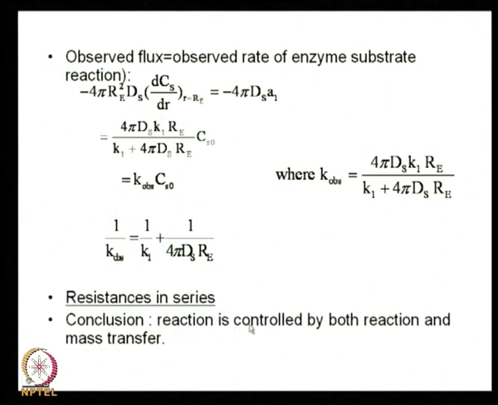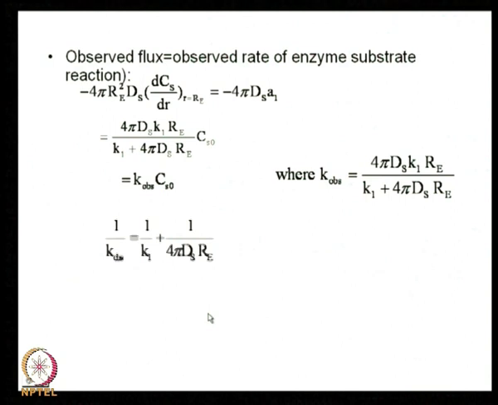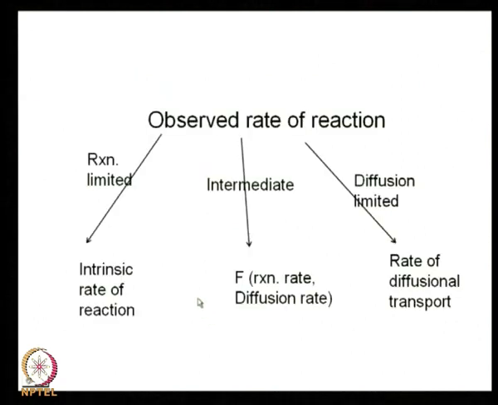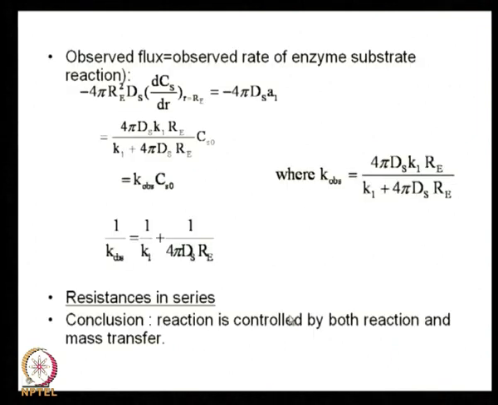Now, this is the reaction is controlled. So, this is an intermediate. Let me go back to that slide. Here. So, the observed rate of reaction we decided could be the same as the intrinsic rate of reaction if the system is reaction limited, could be the same as the rate of diffusional transport if the system is diffusion limited, and could be intermediate, depending both on reaction rate and diffusional rate, if it is in the intermediate regime. So, for this particular case, it is in the intermediate regime, and as a result the observed reaction is controlled both by the intrinsic reaction and the mass transfer, and the total resistance in the system is a combination of these 2 resistances.